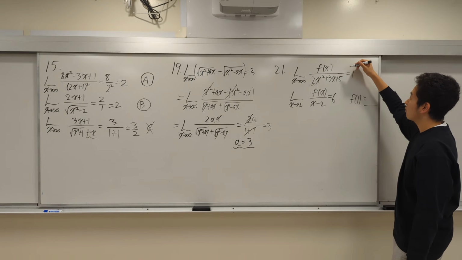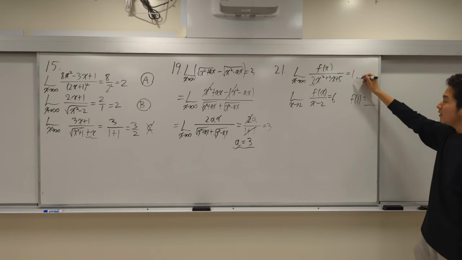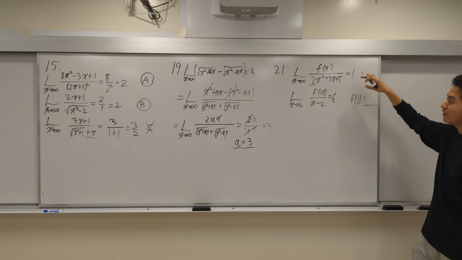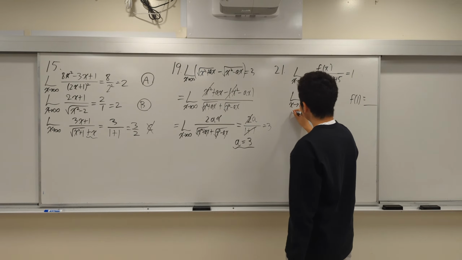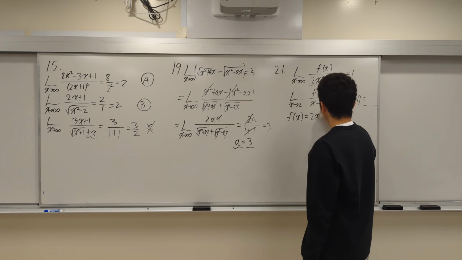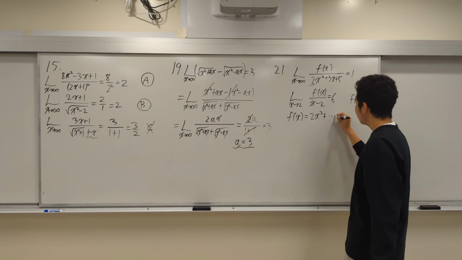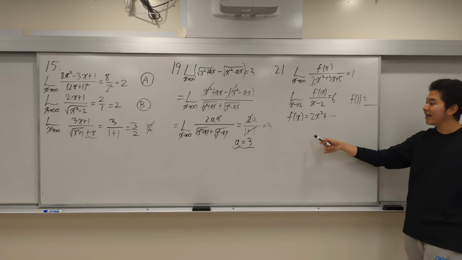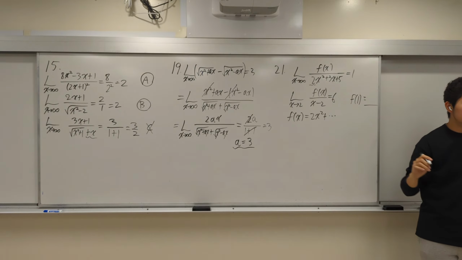We're going back for more information. 2 under something has to be 1, right? So the leading coefficient of f of x must be 2. 2x squared plus blah, blah, blah. Does that make sense? So we figured out the degree and the leading coefficient just from the first limit.